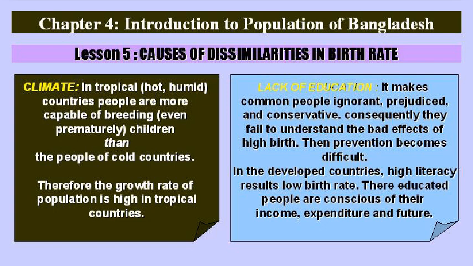And then a lack of education. It makes common people ignorant, prejudiced, and conservative. Consequently, they fail to understand the bad effects of high birth. Then prevention becomes difficult. In the developed countries, high literacy results in low birth rate. Their educated people are conscious of their income, expenditure, and future.